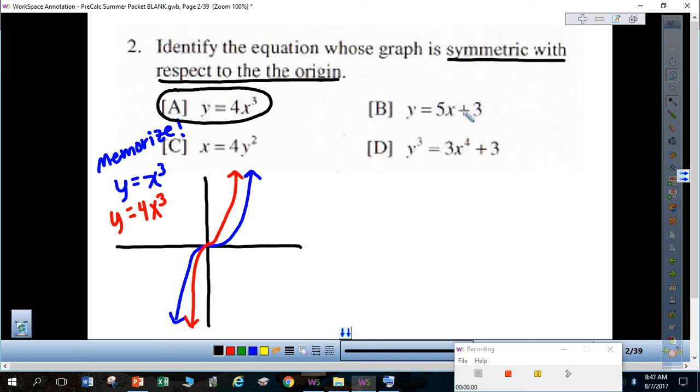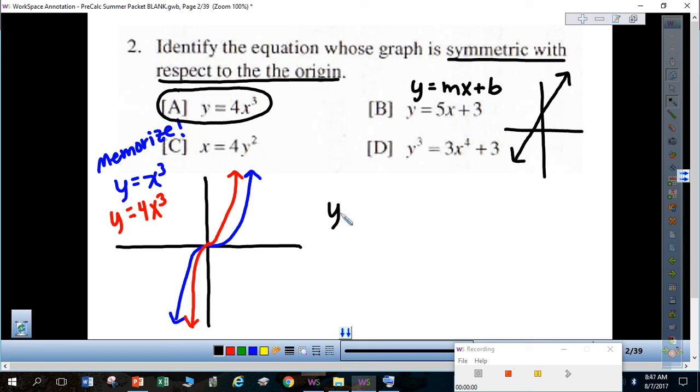So part B, this is just going to be a line. It's in the form of y equals mx plus b. It would have a slope of 5 and a y-intercept at 3. So it would end up looking something like this. And if we think about those two reflections over the y over the x, we see this is not going to work. Part C is actually a little different altogether because notice the x and the y are switched.